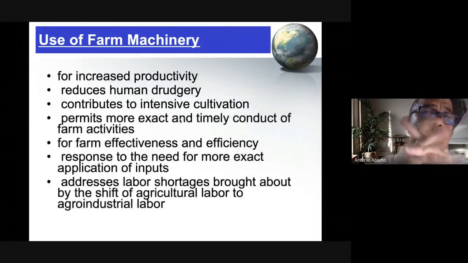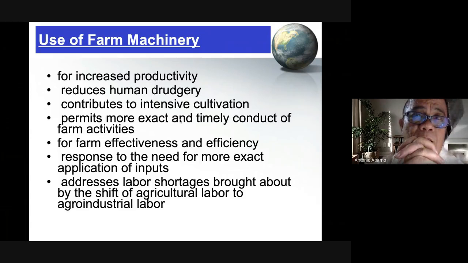Farm machinery is also designed to provide support to increase farm productivity. Farm machinery also reduces human drudgery. That means it expedites and hastens farm activities, making them faster than usually doing it by manual power, which takes time, so the drudgery of human power will be addressed by farm mechanization. It also contributes to intensive cultivation, and enhances the effectiveness and efficiency of farm operation.